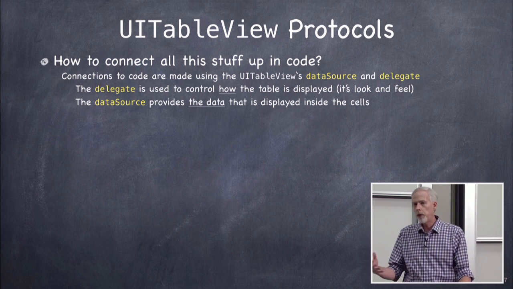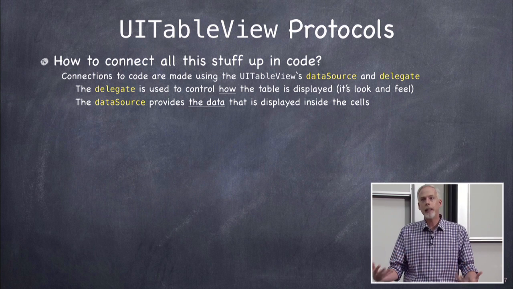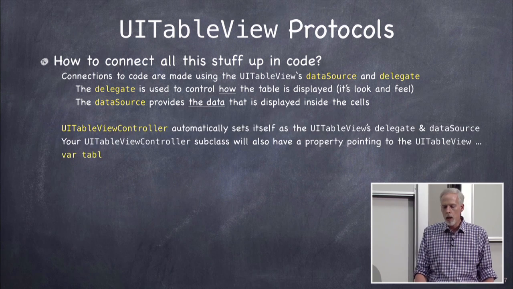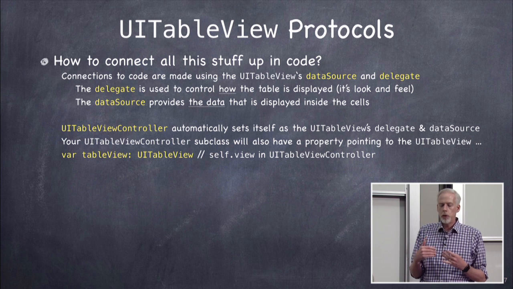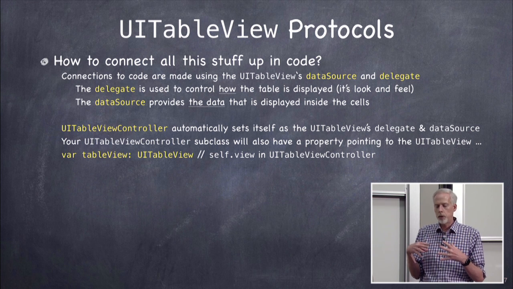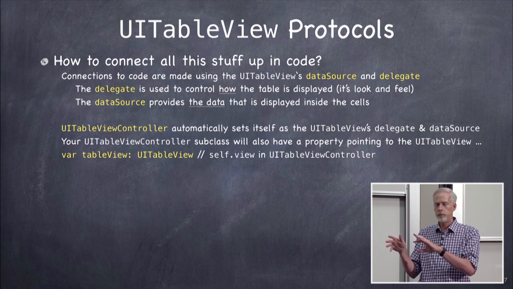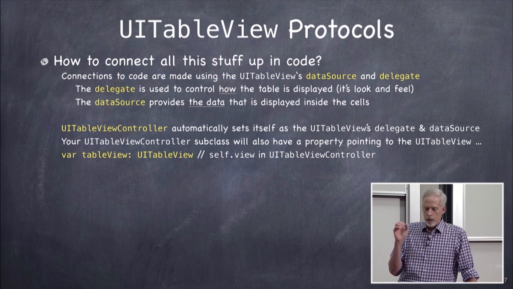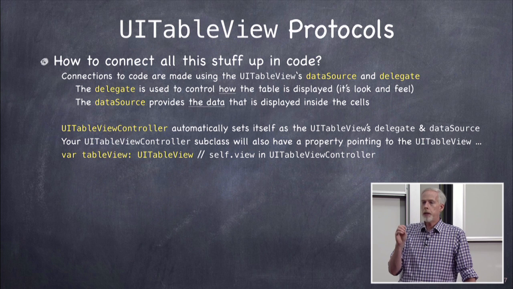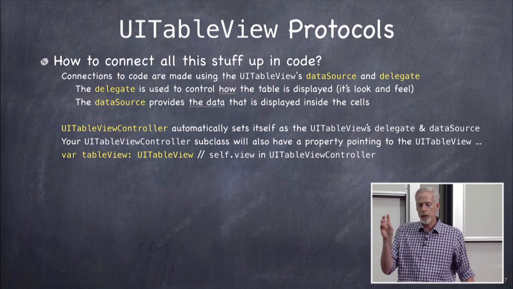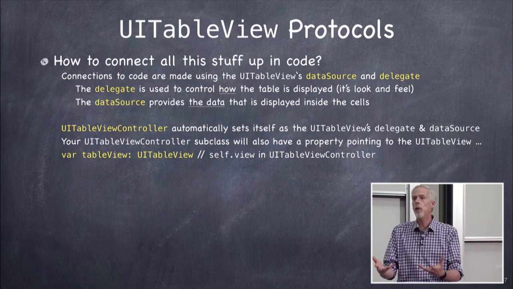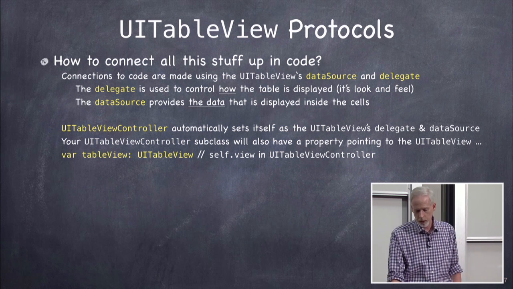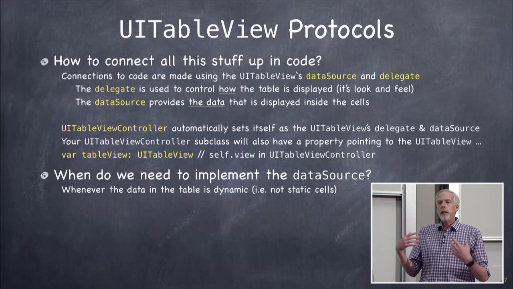But otherwise, if it's providing dynamic data, obviously it needs the data, and the only way it can get data is through its data source. As I already told you, UI table view controller automatically sets itself as its delegate and data source, so you can just put the code for these delegate methods right in your subclass of UI table view controller, your my table view controller or whatever. Also, there's a cool var in table view controller called table view, which is basically going to return self.view, but as a UI table view. That way you can talk to the UI table view that your UI table view controller is controlling. So when do we need to implement the data source?